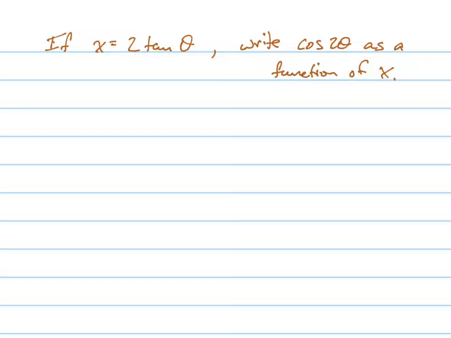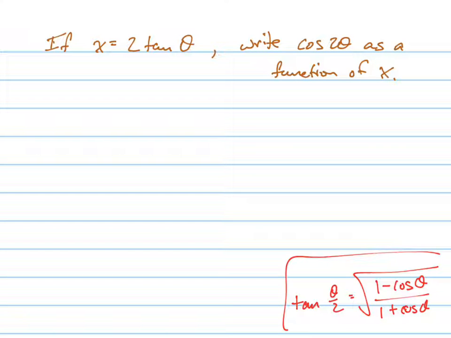All right, so the problem says, if x equals 2 tan theta, write cosine 2 theta as a function of x. So we want to use this trig identity down in the bottom right. It's the half angle trig identity for tangent. And the reason is because you want to write tangent of 2 theta over 2.